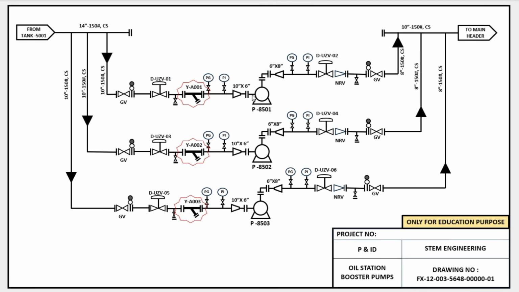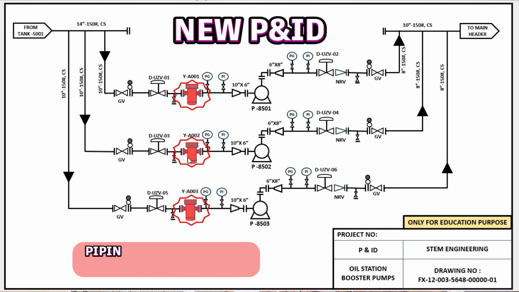Now the strainer which needs to be replaced has been marked over here. So you have the P&ID and the piping layout with you. Now you have to start the piping study. Now I will show you how to start the piping study.